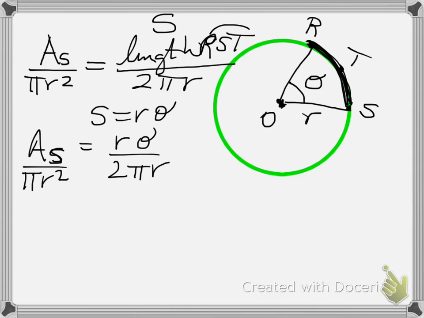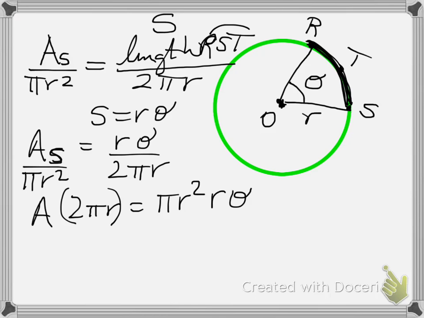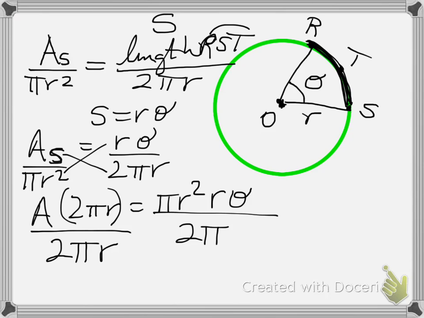So the area times 2 pi r is equal to pi r squared times r theta. Now all I did was take the cross product because I knew that these proportions are equal. And now I'm trying to solve for this area of a sector so that I can get the formula for the area of a sector. So I divide by 2 pi r on both sides.